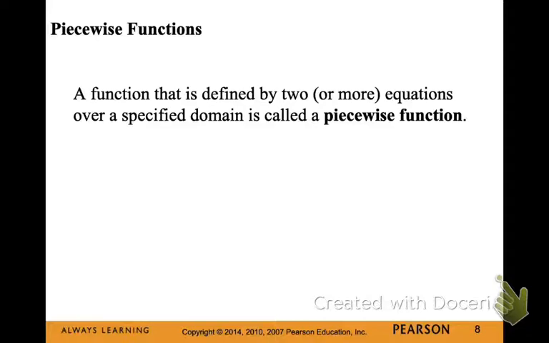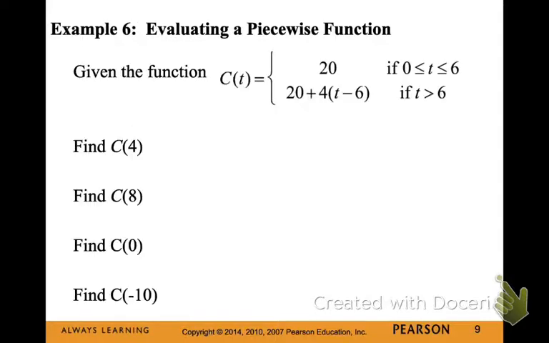Let's talk about a new type of function. It's called a piecewise function. I mentioned it earlier, and the name pretty much describes what's happening. It's a function that's defined by two or more equations over a specified domain, and it's called piecewise. There are a couple of pieces. So here's a good example of a piecewise function, c of t.